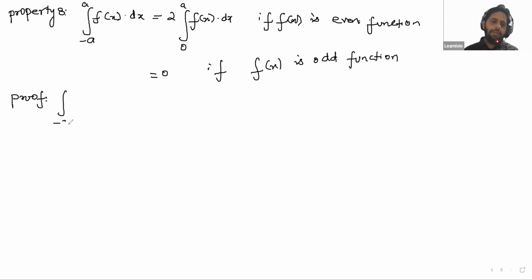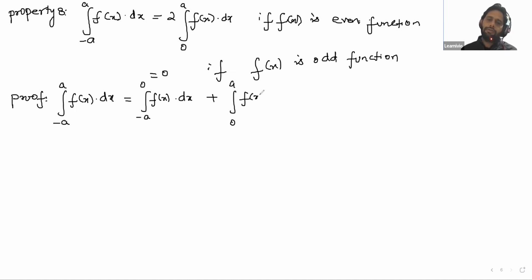We have integral from minus a to a of fx dx. This is equal to integral from minus a to 0 of fx dx plus integral from 0 to a of fx dx. We have done this property in the starting, we can break the limit. Minus a to a, we can put a 0: minus a to 0, then 0 to a. This is fine. Let I1 be the integral from minus a to 0 of fx dx.